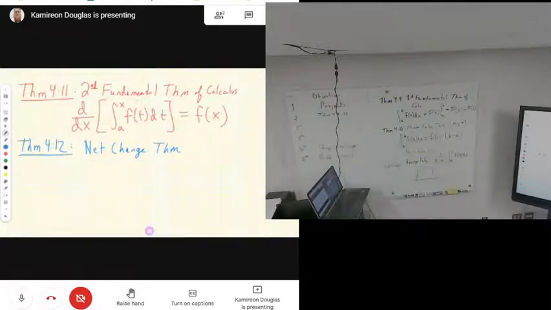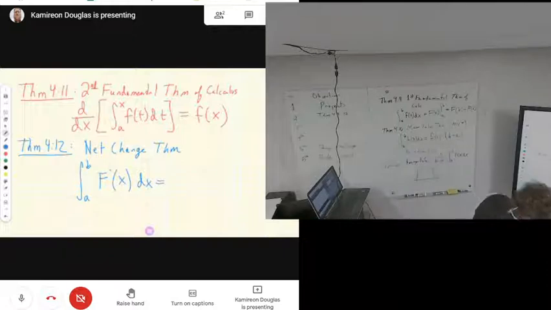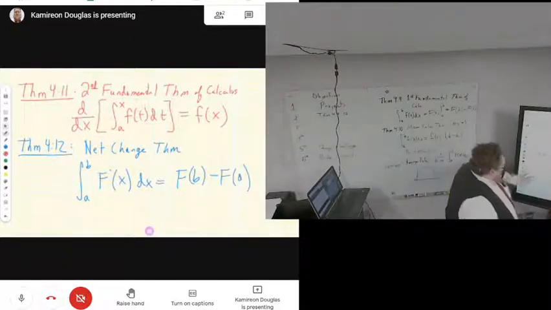So, I'll start by writing it out, and then we need to discuss how these pieces all fit together. The integral from a to b of f prime of x dx is equal to f of b minus f of a. Okay, let's talk about these pieces.